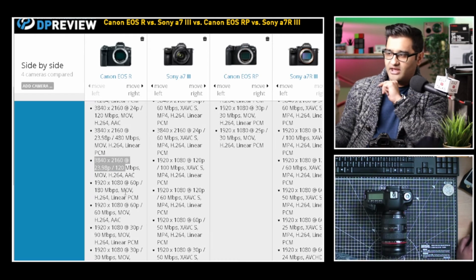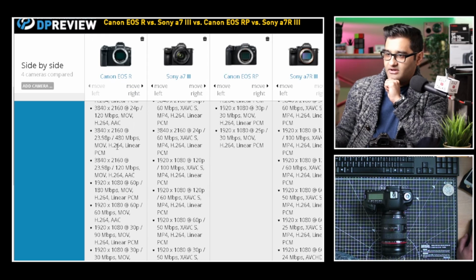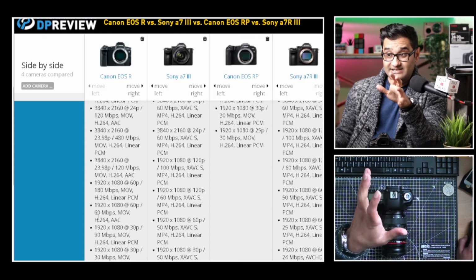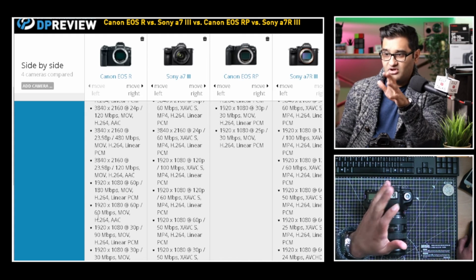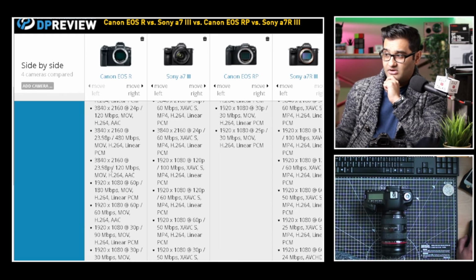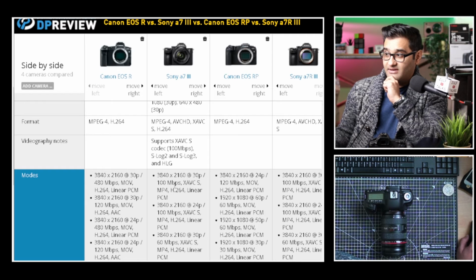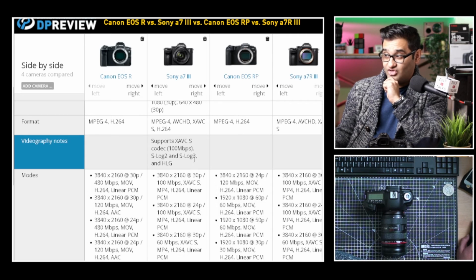Okay, after looking into this a bit more, I noticed there's a mistake on the DP Review listing. The EOS R can shoot at 30 frames a second in 4K. You can do 60 frames a second in 1080p. And if you go into the prehistoric age and do 720p, you can do 120 frames a second there. So in terms of video, it's not the best. In that example, we are better with the A7 III.